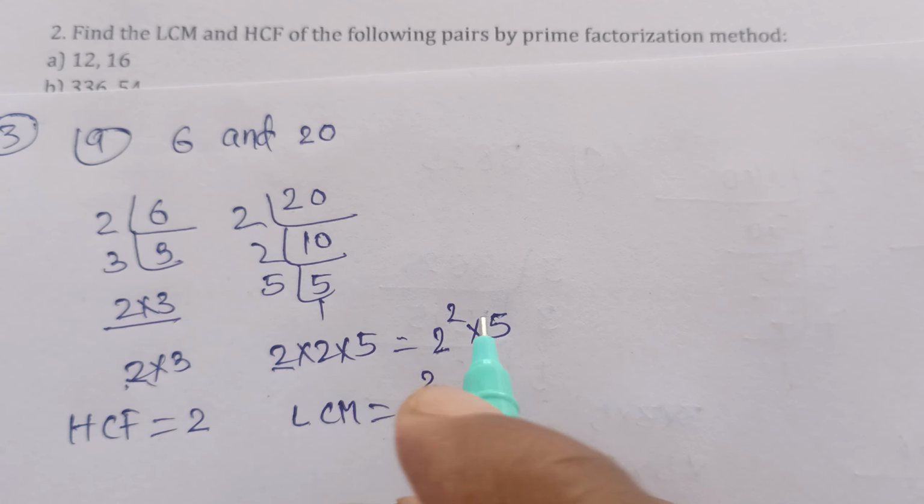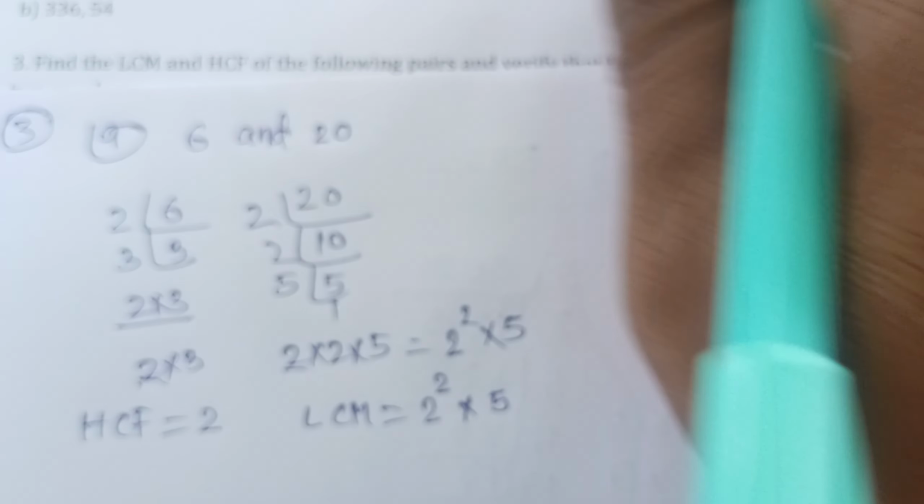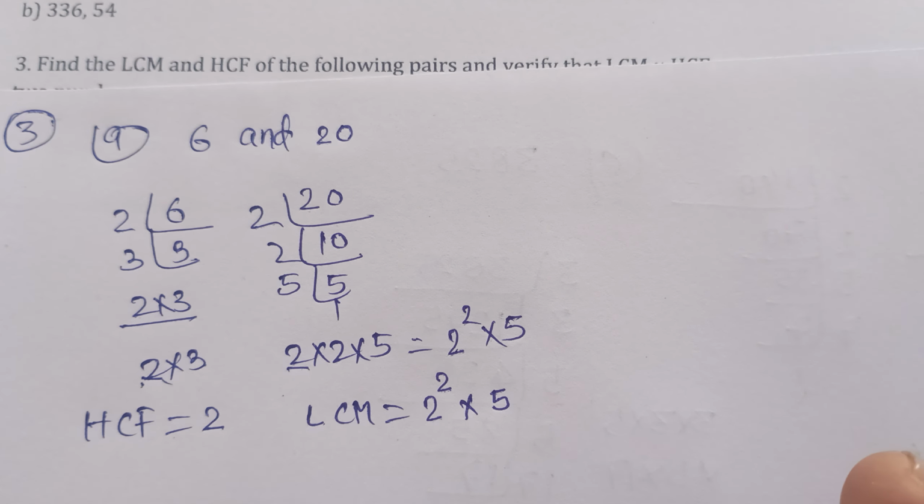I think we said the question wrong. We have questions 12 and 16 only, no? 12 and 16. Correct. 6 and 20 we have.